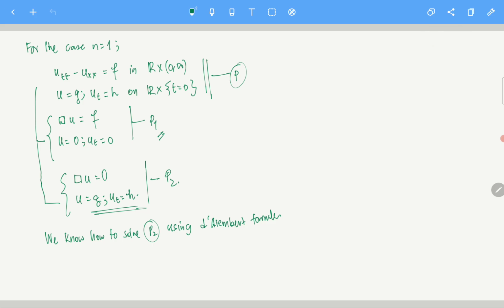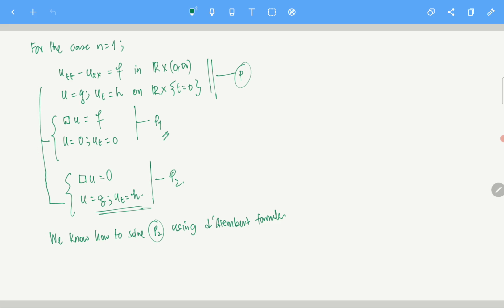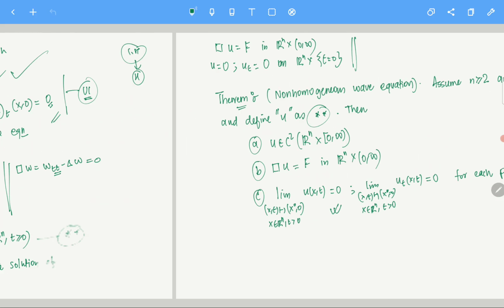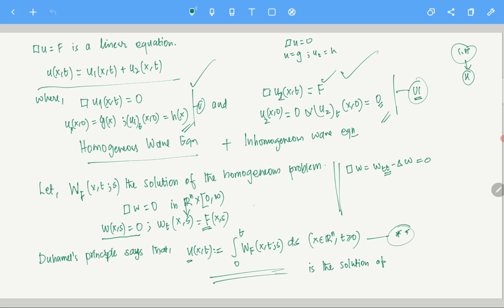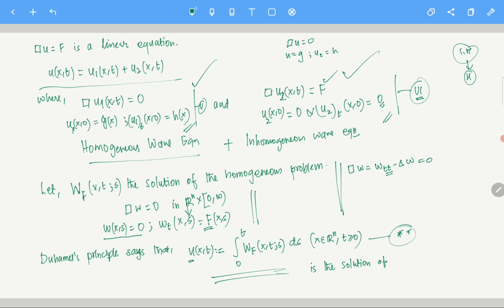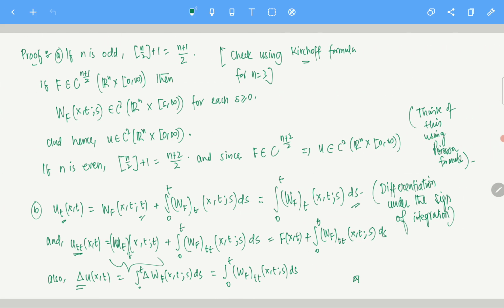So I'm going to do something like this. I hope you are understanding what I'm trying to say. I want to solve this problem, the WF solution that we did, but for one dimension. Is this clear? And then what is the solution of that problem? I can use D'Alembert's formula. Is this clear? Okay, so let me use D'Alembert's formula.